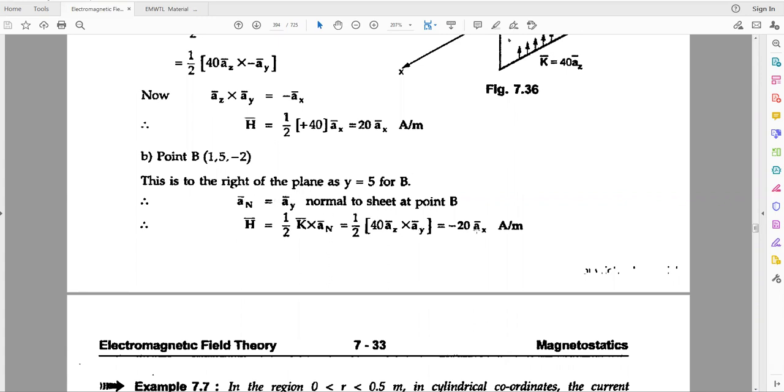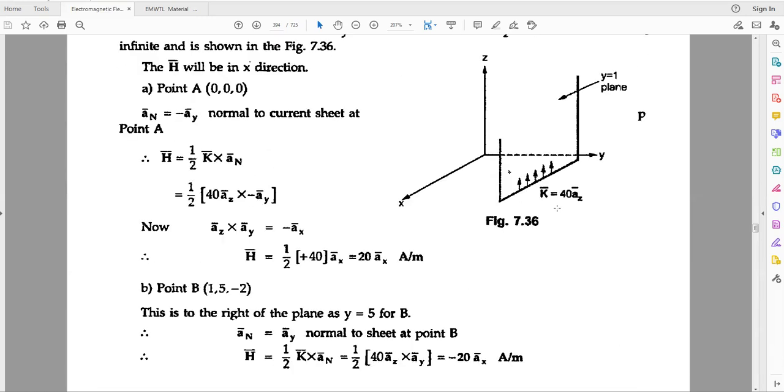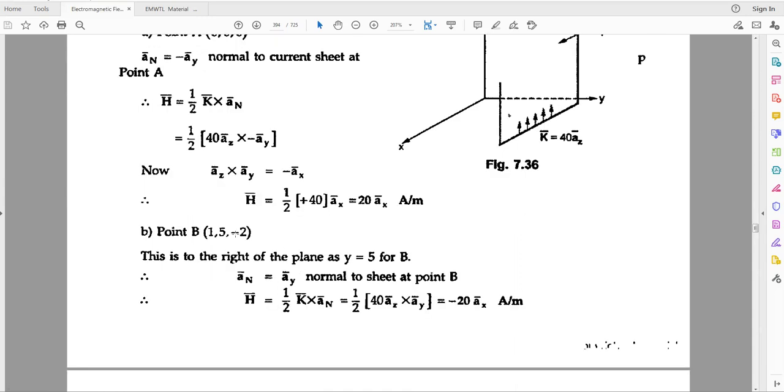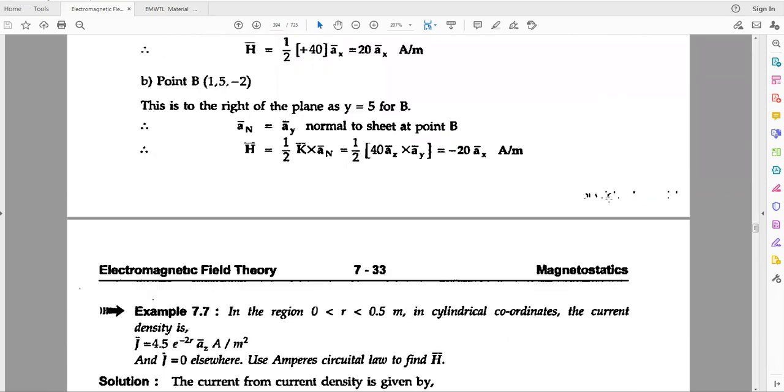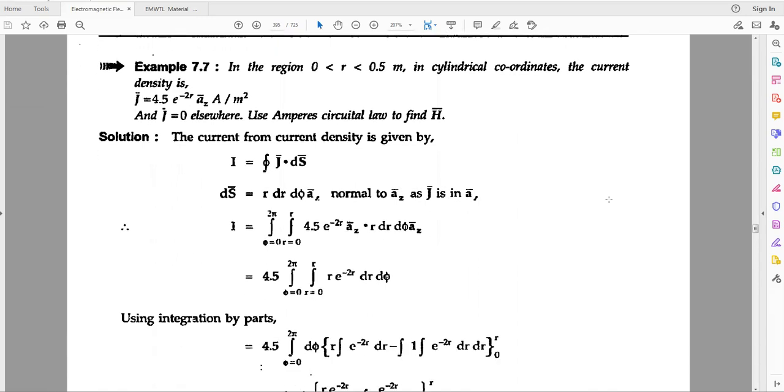So AZ and AY is again AX only, but the minus AX at 20 AX per ampere per meter. But at the origin, the H bar you get is positive. At the point B, the 1, 5, minus 2, you'll get the H bar is negative, minus 20 AX bar. Okay. Come to the next value.